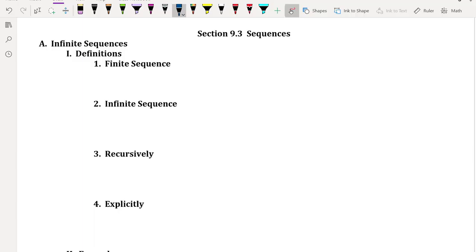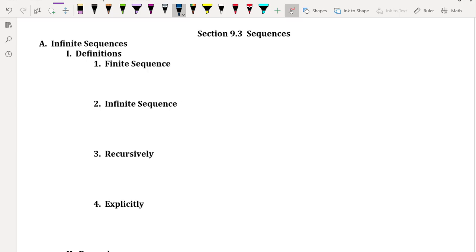Part 1 of section 9.3, sequences. We are going to start by introducing some new terminology and then using some of this new terminology to define what a sequence is and how we use them algebraically. So let's start with our definitions.